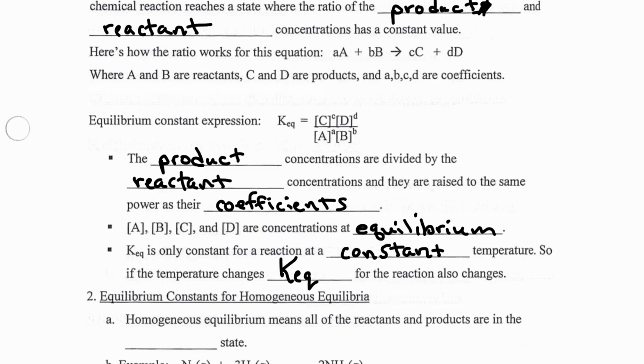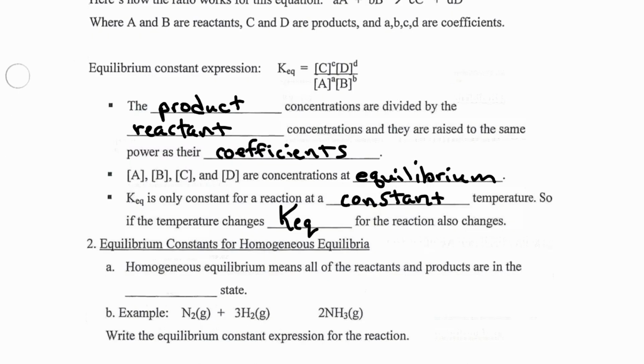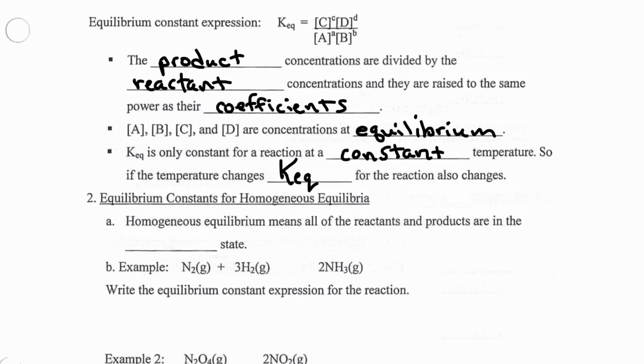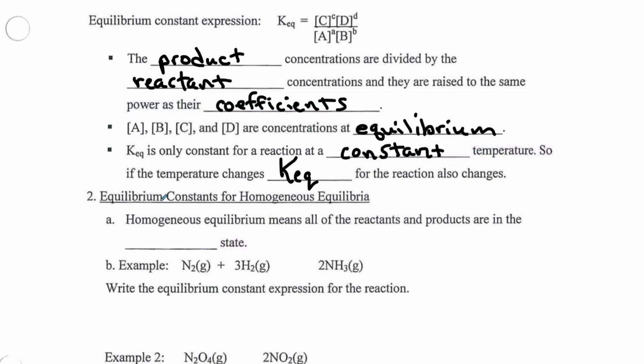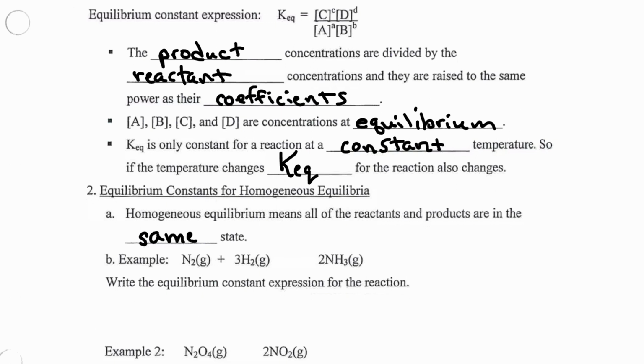Okay, because then that is going to change the rate of the reaction. So let's first start with homogeneous equilibria. Homogeneous just means the same. In this case, we're talking about reactants and products all being in the same state. Okay, so here's an example of a reaction.